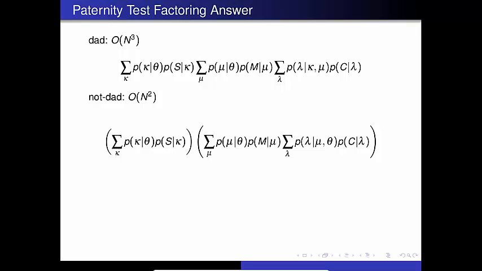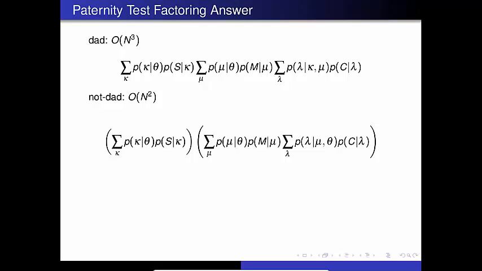But there's actually a term, p of lambda given kappa mu, that couples all three of them. So fundamentally, there's no way we can get those three variables apart. And there's no way that we can factor one of our variables, say kappa, outside of the other summations.